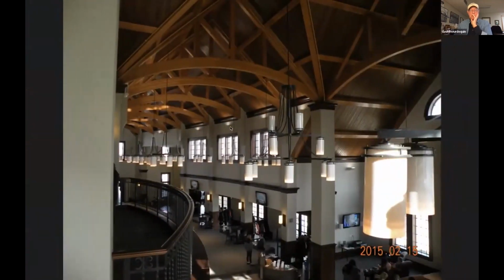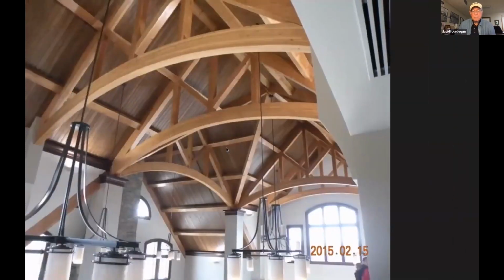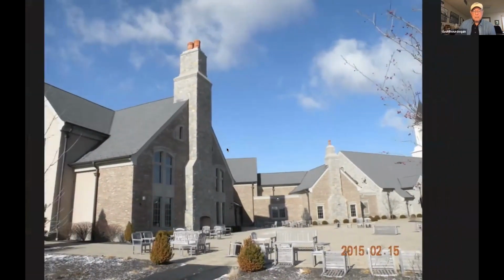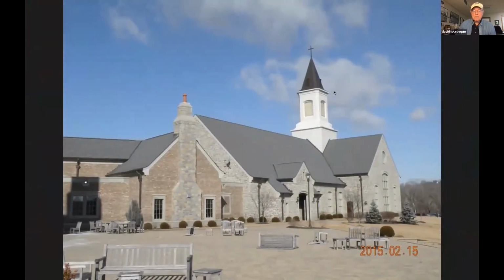So there's the assembly area again. Let's get out here. I want to show you some. So there's the steeple right there. This is the little gem that weighed 30,000 pounds, and at each corner is where it came down on that vertical web member of the truss.